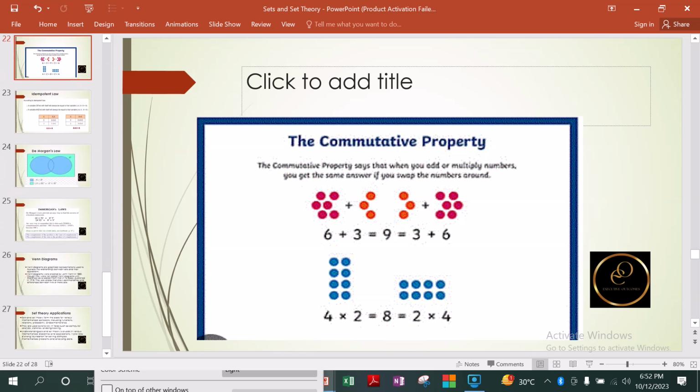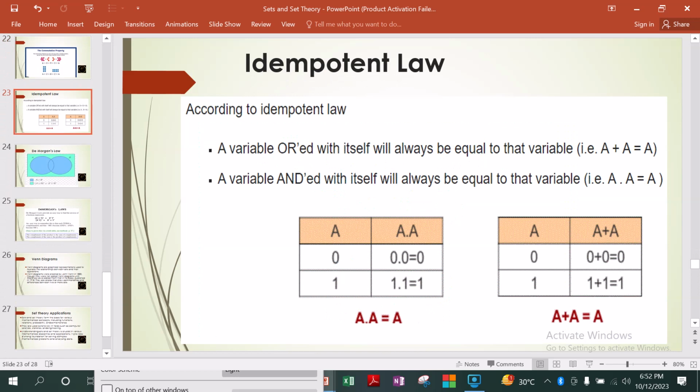Okay, I also have the other one, which is known as the idempotent law.